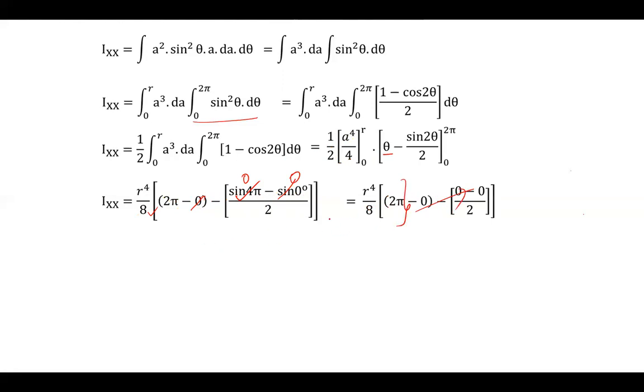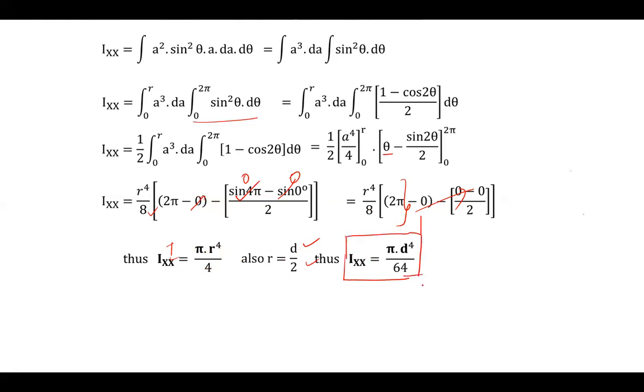Therefore, Ixx is equal to pi r to the power of 4 by 4, and if you substitute r is equal to d by 2, it will become pi d to the power 4 by 64. So this is the moment of inertia of a circle.